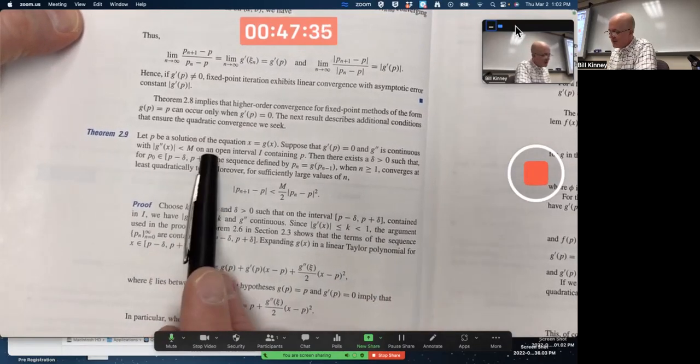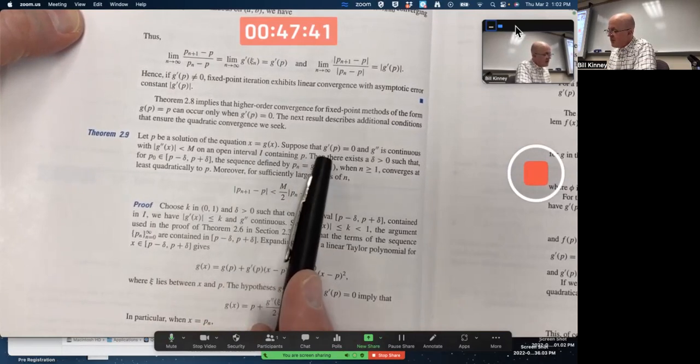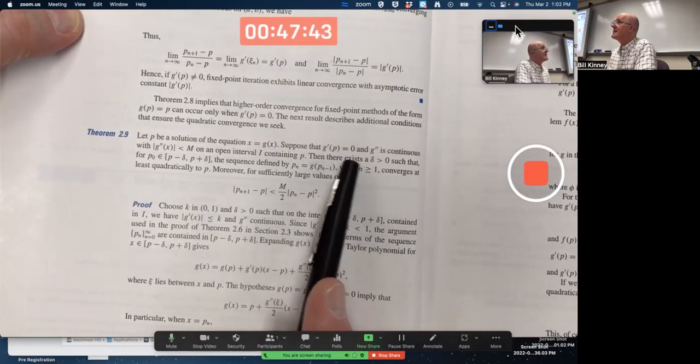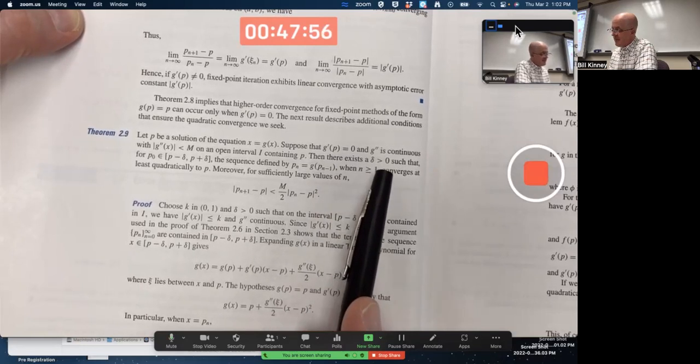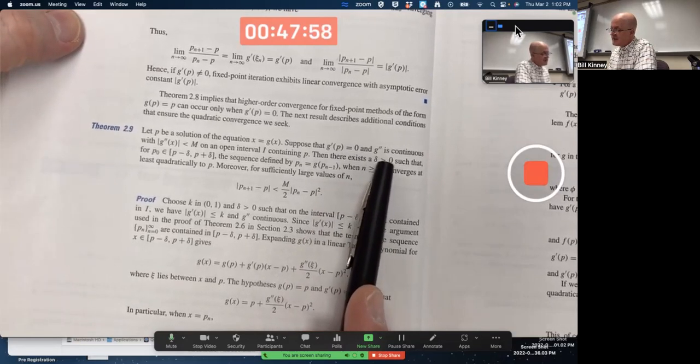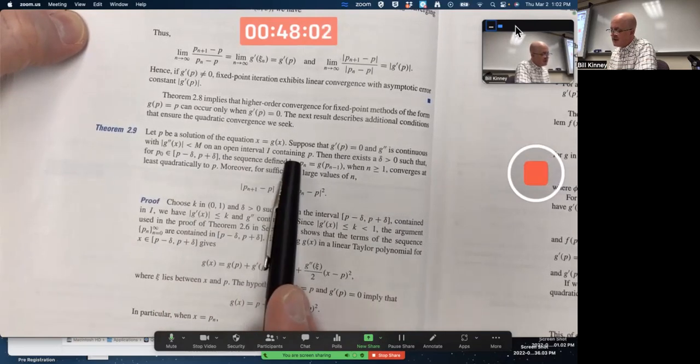Let P be a solution of this equation, x equals g of x, so P is a fixed point of G. Suppose G prime of P is 0. That's the situation with Newton's method, with the G function, G of x equals x minus f of x over f prime of x. This is going to apply to Newton's method at least if G double prime is continuous and less than some number M on an open interval containing P.